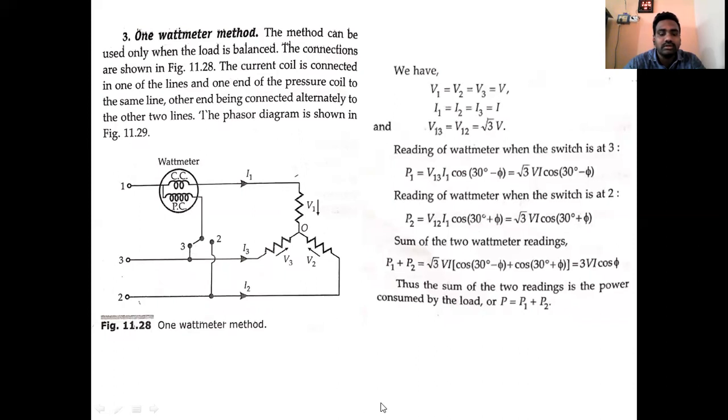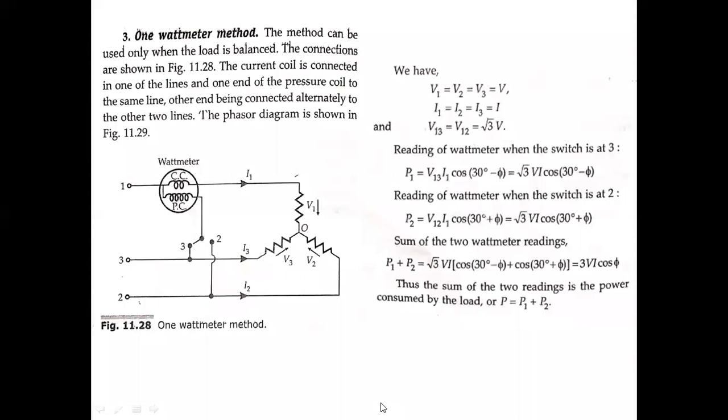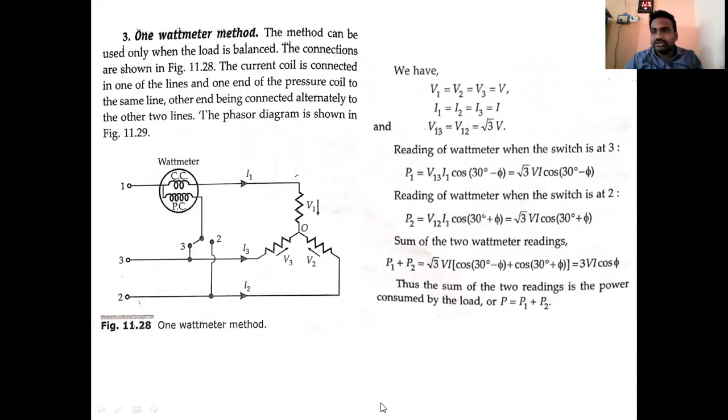One second. That is a small disturbance.